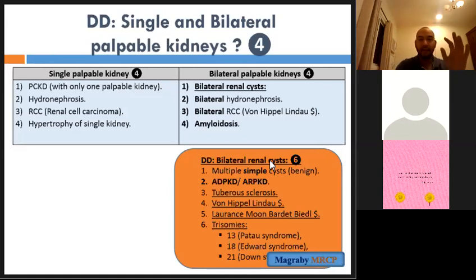Okay. So if you are asked about the differential diagnosis of single palpable kidney or of bilateral palpable kidney: bilateral palpable kidney will include bilateral renal cyst, bilateral hydronephrosis, bilateral renal cell carcinoma, or amyloidosis. And bilateral renal cyst has its own differential diagnosis if you would like to differentiate multiple cysts in the kidney. Okay. So this is the differential diagnosis of bilateral renal cyst.